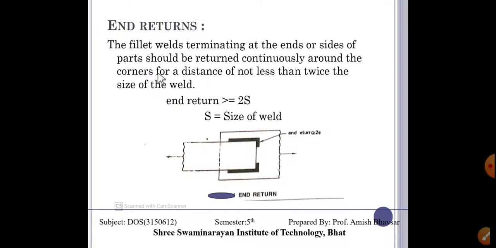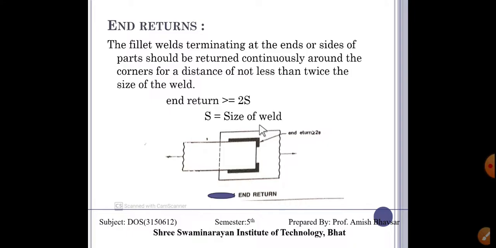Now end return. If we are going to do a connection of two plates, at that time the length of welding must be done on both sides of the plate, but for the shearing purpose it should also be welded at the edge of the plate, and that edge welding is known as end return. The fillet weld terminating at the ends or sides of the part should be returned continuously around the corner for a distance of not less than twice the size of weld. Means end return is greater than 2S, where S is the size of welding that we have discussed, right?